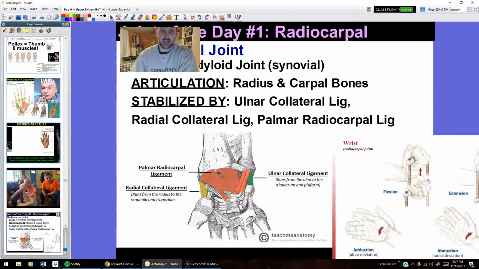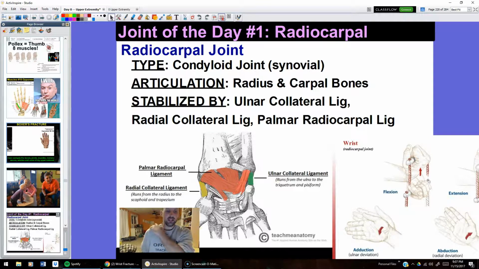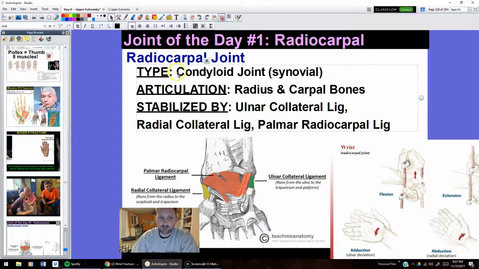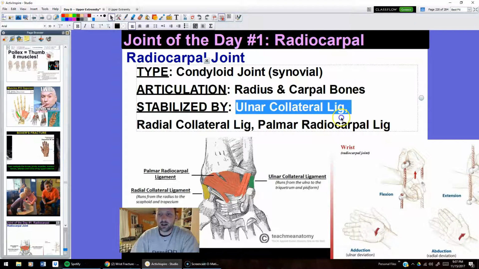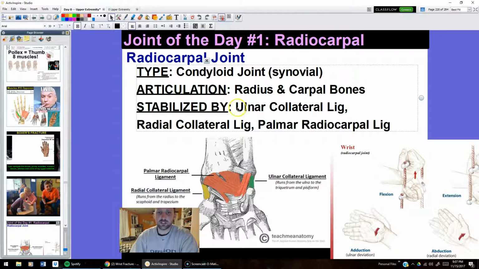Okay, the joint of the day, guys, is the radiocarpal joint. We've talked about the SC, the AC, the glenohumeral, and the humeroulnar joint in detail. And the last one we'll talk about is the radiocarpal joint. It is a condyloid joint. It produces that kind of U-shaped motion, and it does flexion and extension too. It is a synovial joint since it moves so much. It is the articulation between the radius, on your thumb side, and your carpal bones. The ulna doesn't really make any articulation or touching with your carpal bones in that joint. It's stabilized by a couple of ligaments: the ulnar collateral ligament, radial collateral ligament, and palmar radiocarpal ligament.